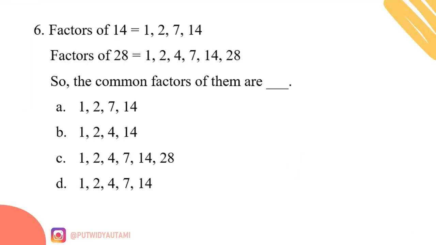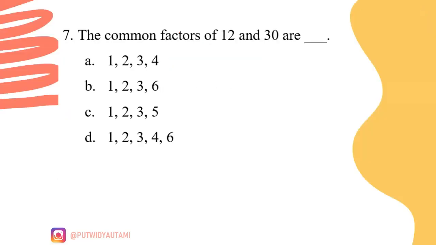Number 6. Factors of 14 are 1, 2, 7, and 14. Factors of 28 are 1, 2, 4, 7, 14, and 28. So, the common factors of them are 1, 2, 7, and 14. Yeah, just find the common numbers of them. So the answer is A.